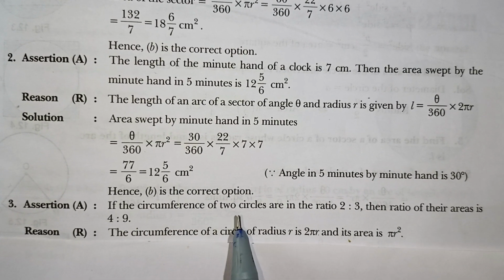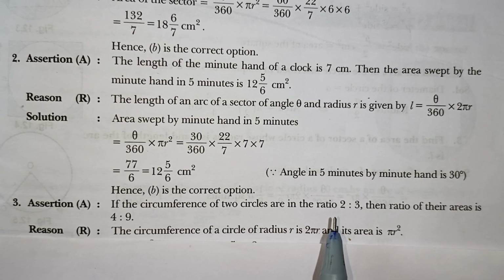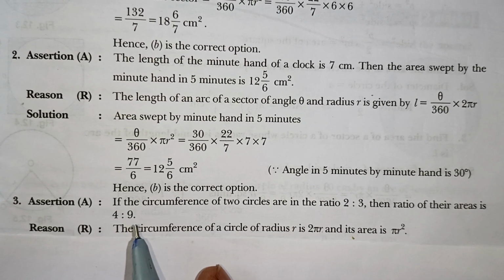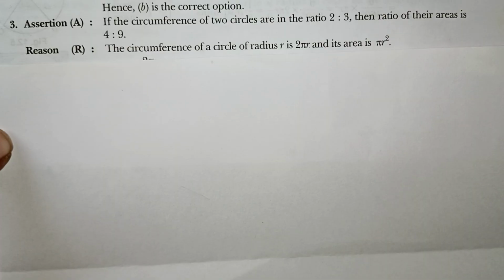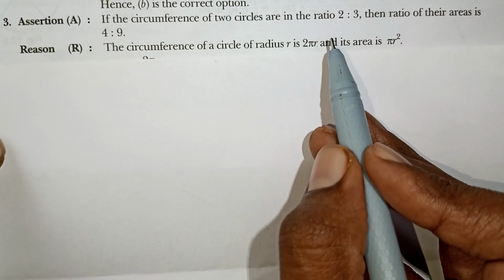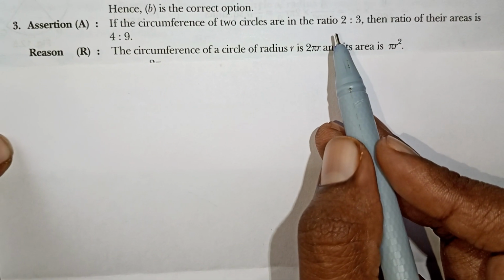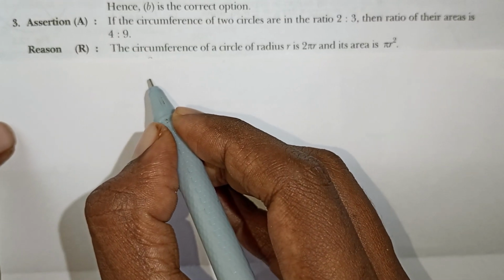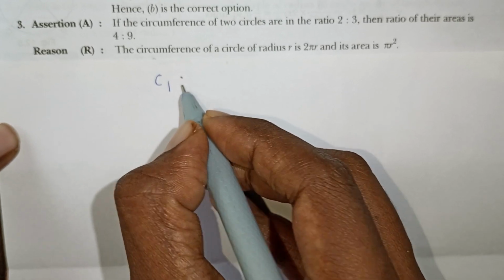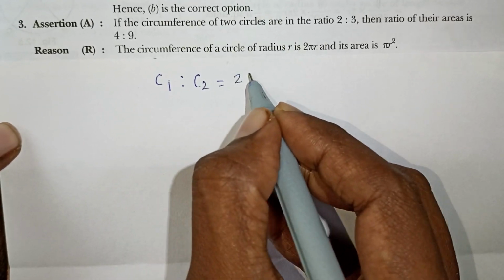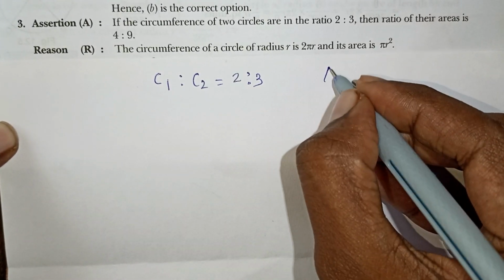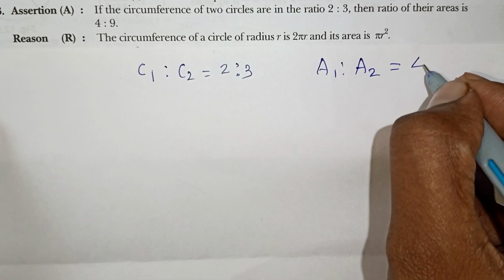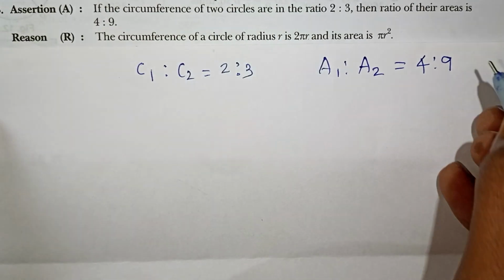The circumference of the two circles are in the ratio 2:3. Then the ratio of their areas 4:9. Now the circumference ratio given as 2:3. Now we need to check whether the area ratio is 4:9. The circumference ratio, let us take C1 is to C2 is equal to 2:3. Then we are going to check area 1 is to area 2. First circle and second circle we are just segregating by 1 and 2.